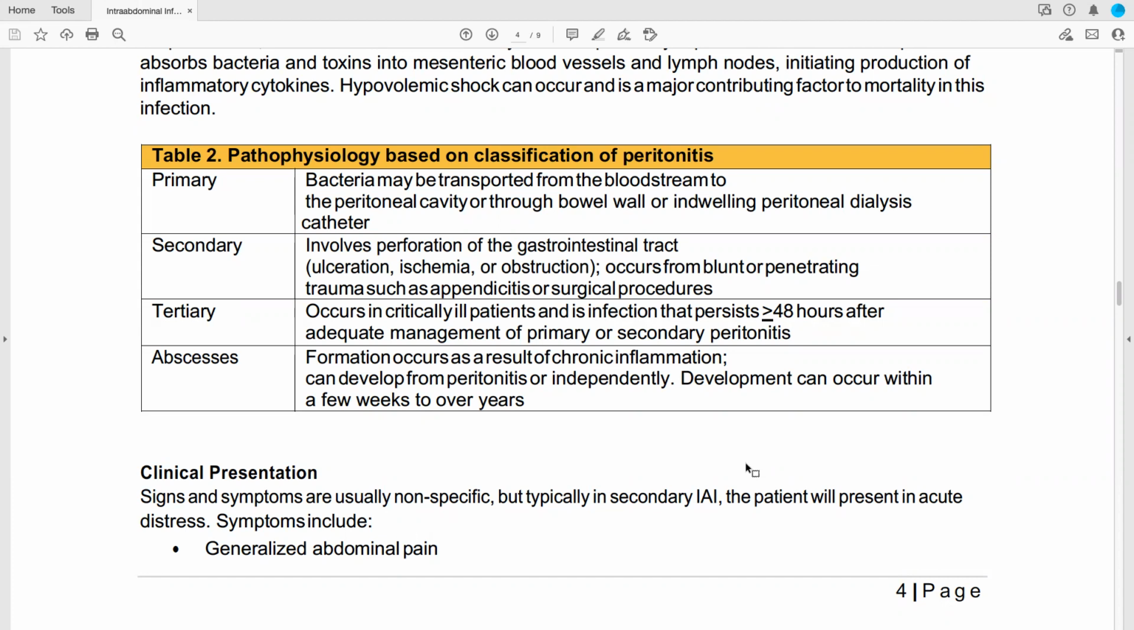Tertiary infections occur in critically ill patients, meaning that they had a secondary infection that was left untreated or that continues to persist after receiving management of their peritonitis. In the event that this is the case, then we call it tertiary, meaning that you tried to manage it and the management has failed. We've tried to manage it for greater than or equal to 48 hours.